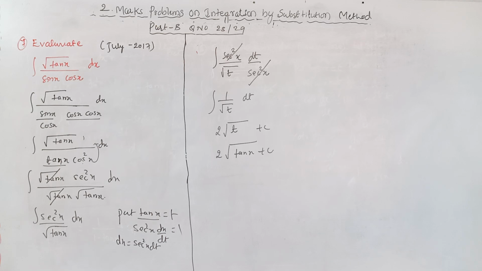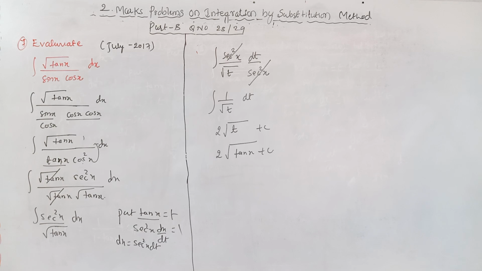It's very simple. First, in the given integral, in the denominator, divide and multiply by cos. Sin by cos will become tan. Cos into cos is cos square x. Take cos square x into the numerator, that is 1 by cos square, which is sec square x. That is using the reciprocal relationship of trigonometric functions. Then tan x can be written in the denominator as root tan x into root tan x. Root tan x cancels. Then the remaining is sec square x divided by root tan x dx.